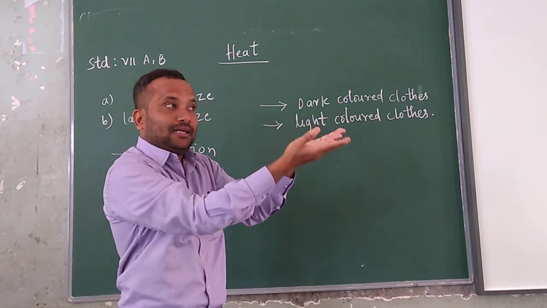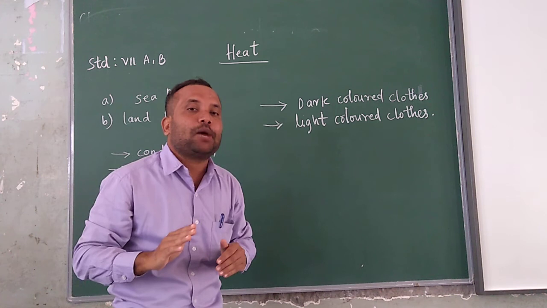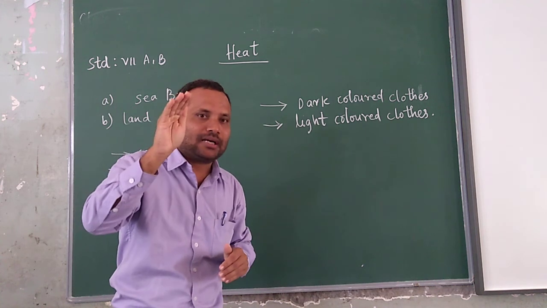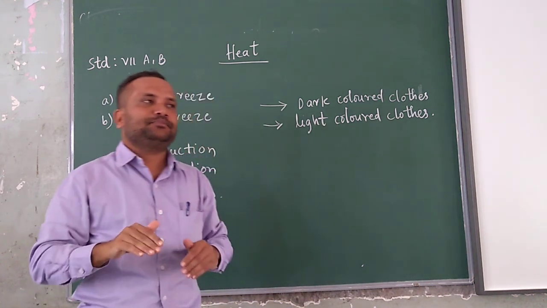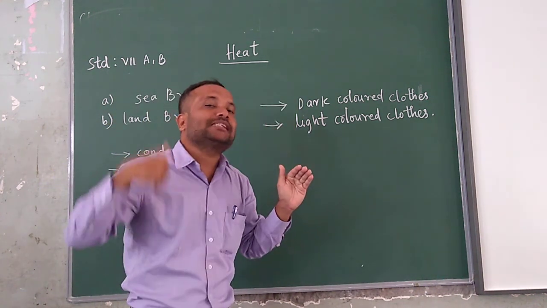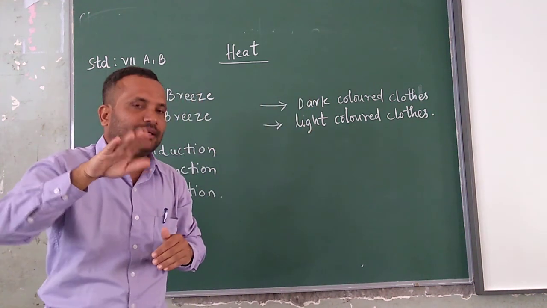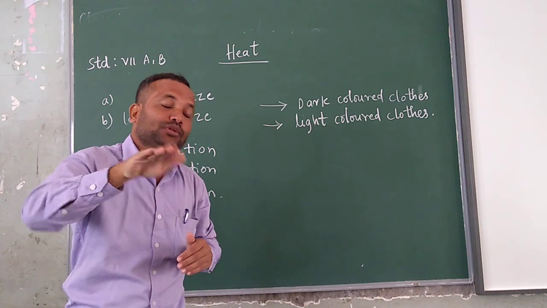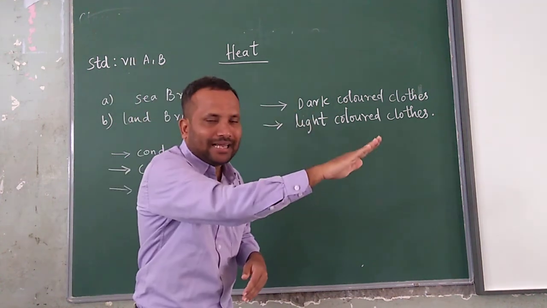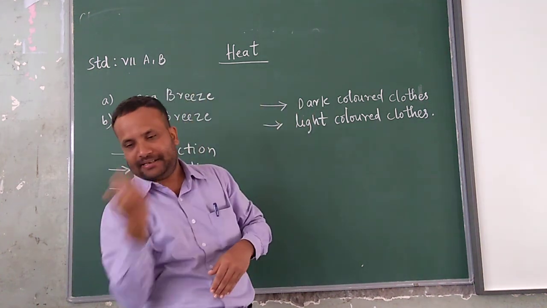And the air above the sea water, which is comparatively very cold compared to the air above the land, will come towards the land now. Air above the land which was hot will go towards the sea, and the cold air from the sea water will come towards the land.